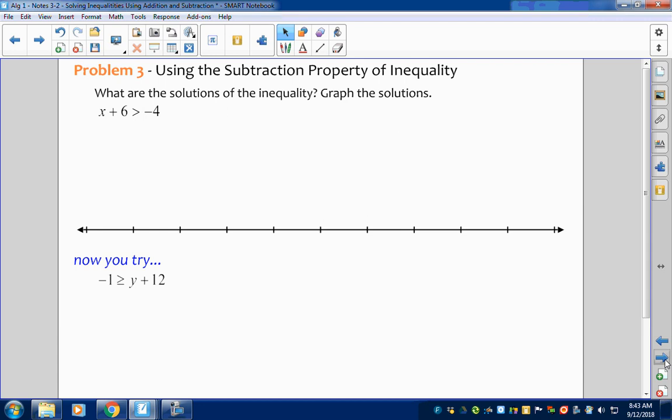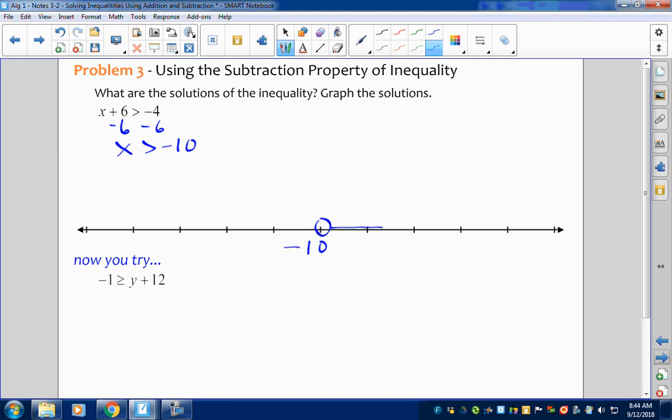Alright, so this is just using the subtraction property as opposed to addition. So here I'd subtract 6 from each side. So I have x is greater than negative 10. Place negative 10 somewhere in the middle here. Open circle. That's negative 10 somewhere in there.